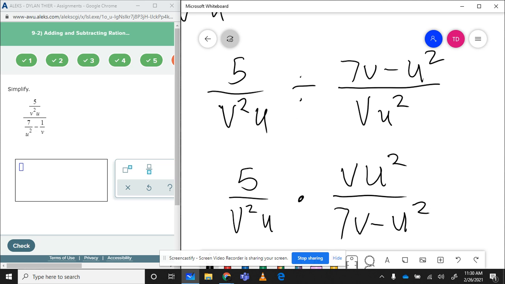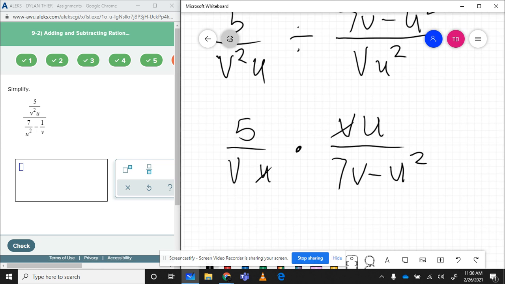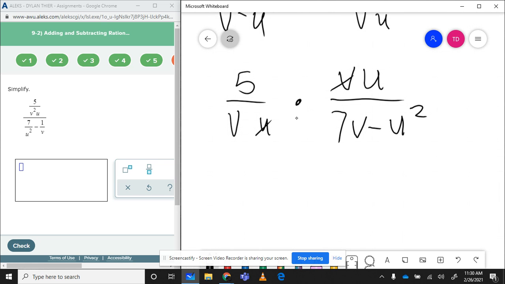There is a u to cancel out with a u up here to cancel out. There's a v to get rid of and an order of v to get rid of there. So we should have 5u over 7v squared minus u squared v. I think that's what I'm going to try out.